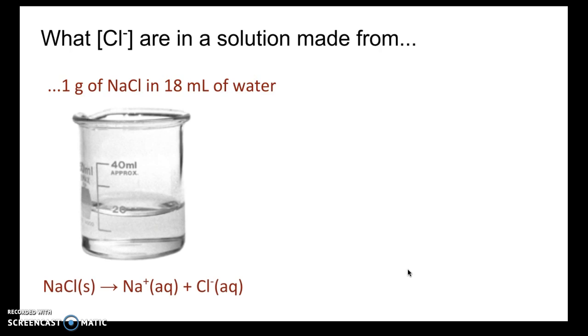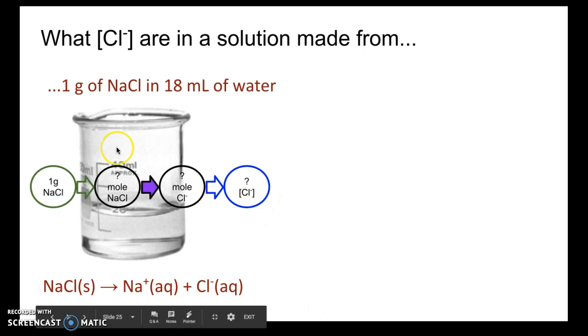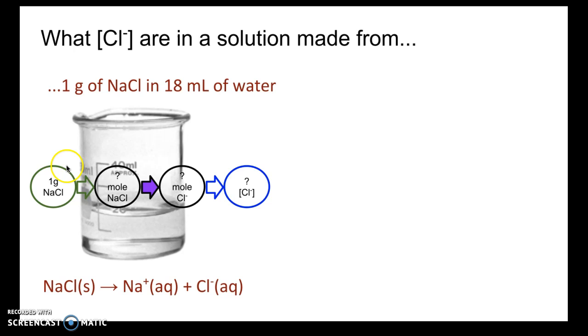If we were asked a question like, what concentration of Cl- is in a solution made from, let's say, 1 gram of sodium chloride dissolved in 18 milliliters of water. Sodium chloride is a soluble salt, so if you dissolve it in water, all of it is going to break apart into its ions. And so that's easy enough to do. We could use our mapping strategy here.